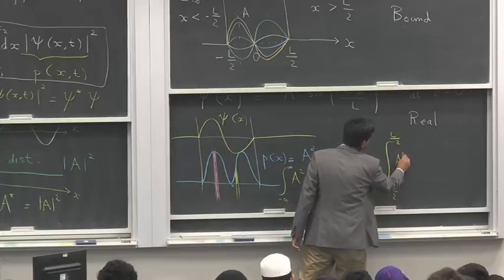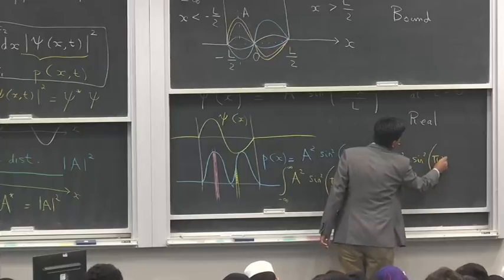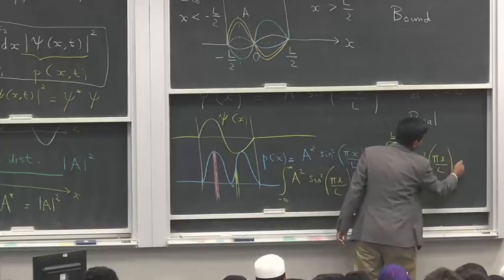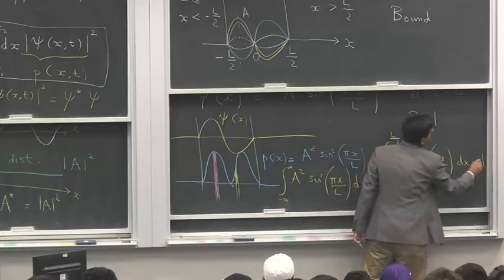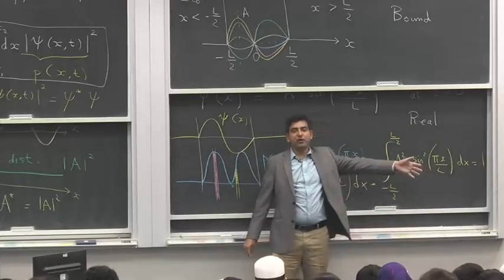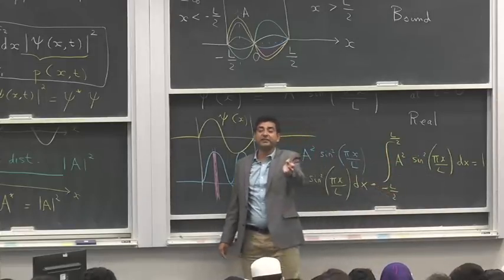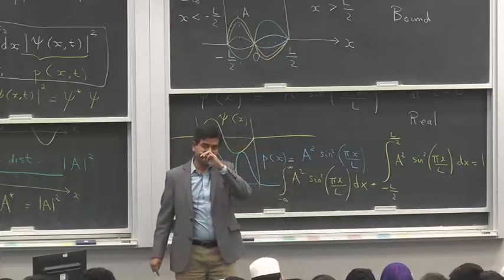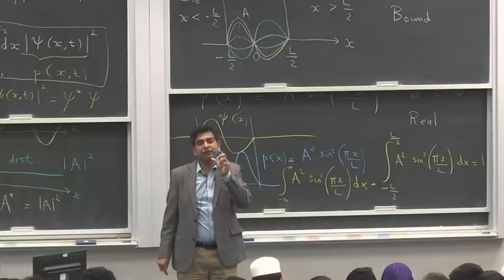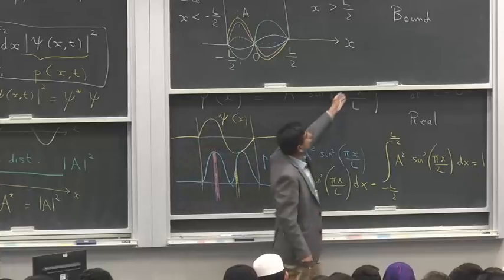A square sine square pi x over L dx. This must give me 1. Now I can perform the integration. It's a definite integral. This will help me find the actual value of A. This process is called normalization.